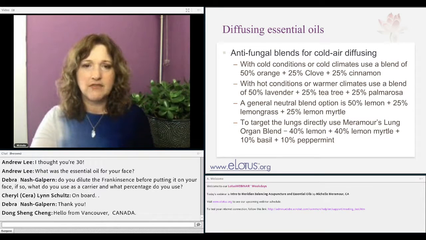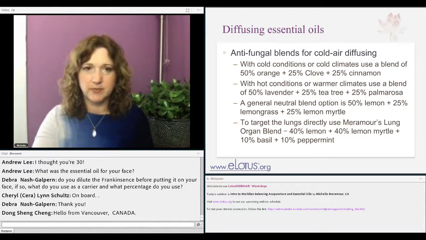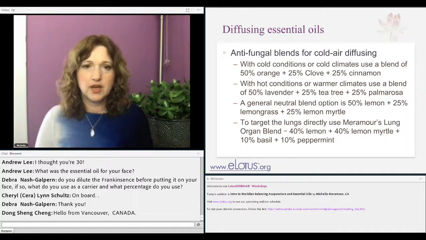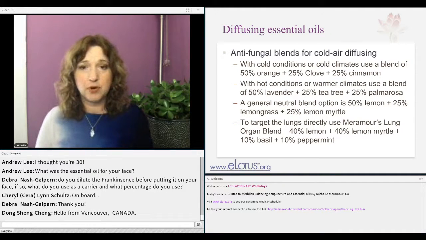So the antifungal blends that I recommend here for cold air diffusing, for cold conditions or cold climates, you can use a blend of 50% orange, 25% clove, and 25% cinnamon. And usually there's a particular bottle that you mix it into, and then you put it into the cold air diffuser. Clove and cinnamon are both great for bacteria, molds, and those types of things. And then the orange just kind of helps to dilute it.